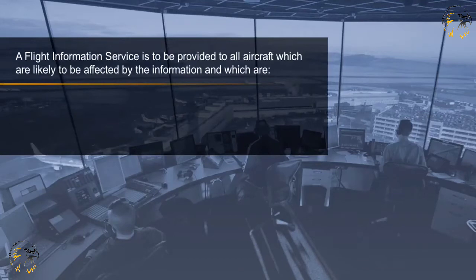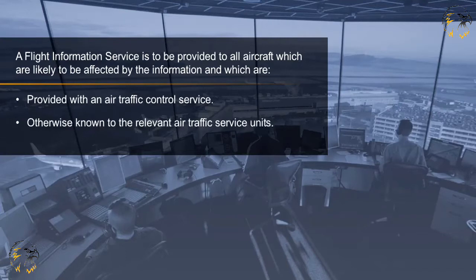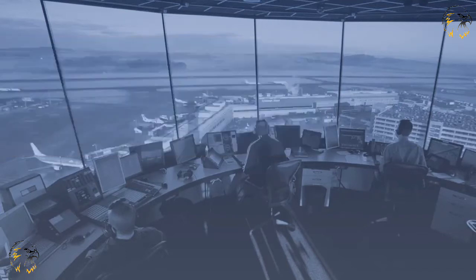A flight information service is to be provided to all aircraft which are likely to be affected by that information, and which are provided with air traffic control service or otherwise known to the relevant air traffic service units. When an air traffic service unit provides both the flight information service and air traffic control service, the provision of air traffic control services shall have precedence over the provision of a flight information service.